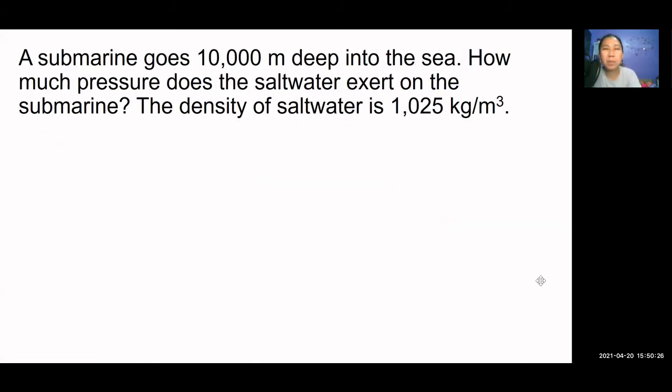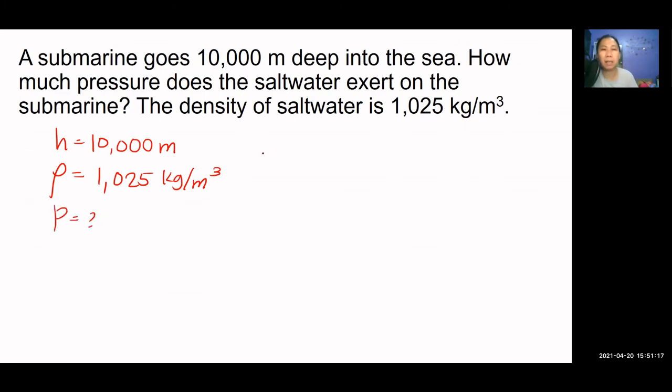A submarine goes 10,000 meters deep into the sea. How much pressure does the salt water exert on the submarine? So the density of salt water is 1,025 kilograms per cubic meter. So given sa problem natin yung height ng ating liquid column which is equal to 10,000 meters, and given din tayo ng density ng salt water na 1,025 kilograms per cubic meter. Okay, so kung i-compute natin, ang pressure ang hinahanap natin sa problem na to.